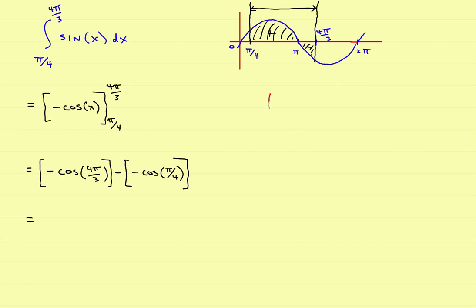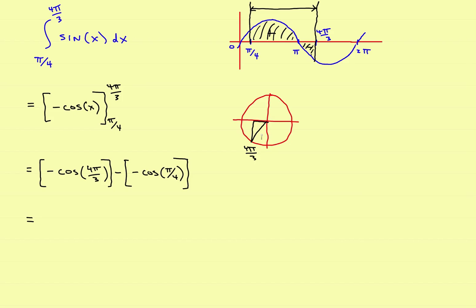First of all, I'm going to draw a picture of a 4 pi divided by 3 angle. It would look something like this if I put my circle up here. 4 pi divided by 3 is about right here. It's going to be something like that, and that is 4 pi divided by 3.